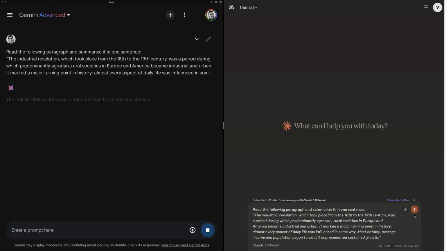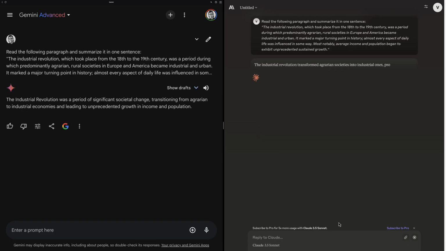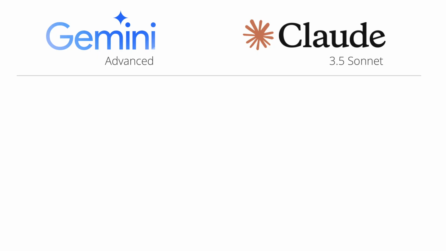The first question here is a summarization capability test, and here we just have a simple paragraph, and the responses here were very similar. I'm going to call this one a tie.